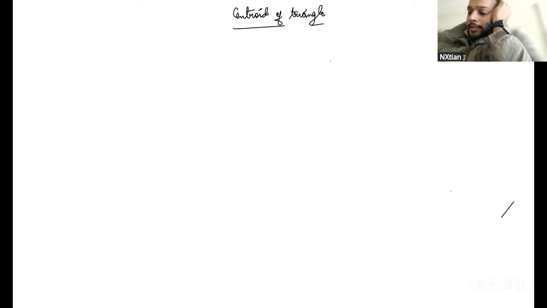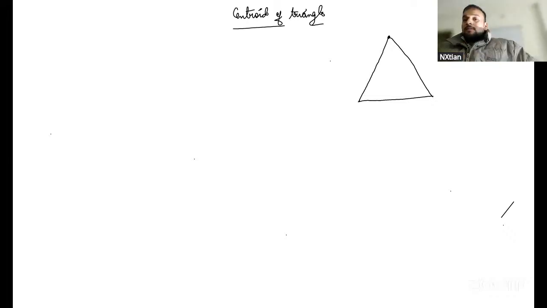Centroid of a triangle. Okay, now listen. First of all, we'll understand the meaning of centroid. Okay, everyone, please put your pen down. Before this, I will ask you one question. Do you know about median? Median of a triangle? Do you have any idea about median? What is median? Anybody?